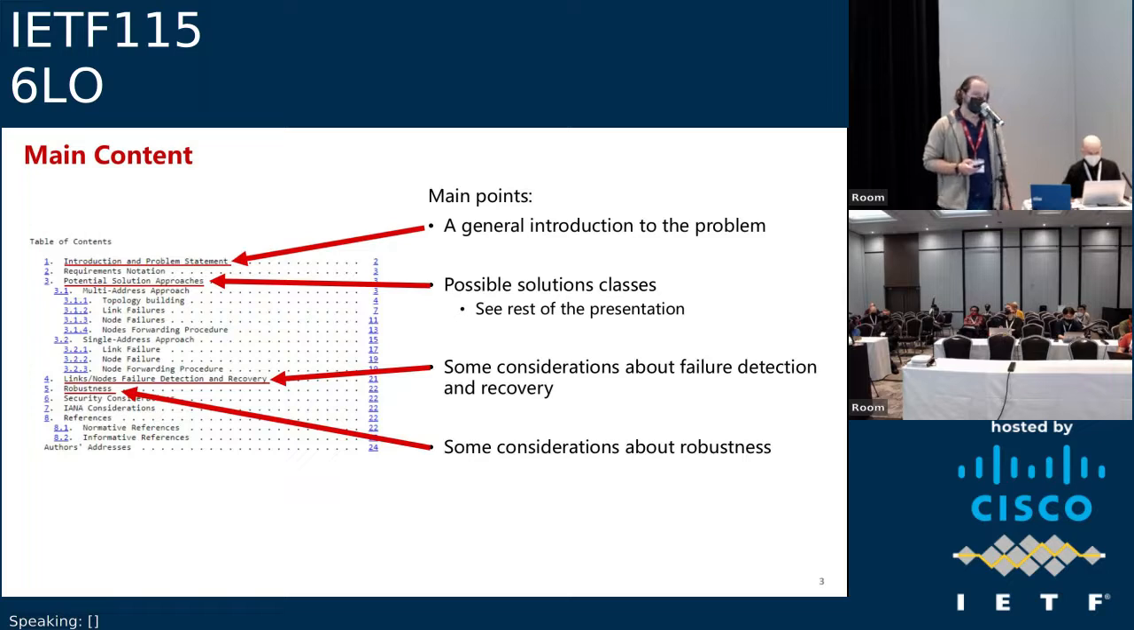Okay, so the main content is pretty simple. We have a general introduction to the problem, and the possible solution classes, which are pretty much two, and I will present them in the rest of this presentation. There is also a section about considerations on how to detect the failure and the recovery as well, because this is also a change in topology. It's not only about working around something that is missing, it is also understanding when a link or node that was not available is coming back, so we can go back to the initial state. And then some considerations about robustness.